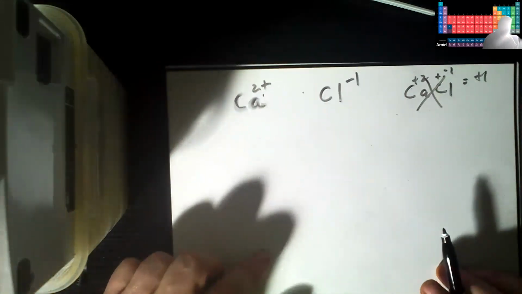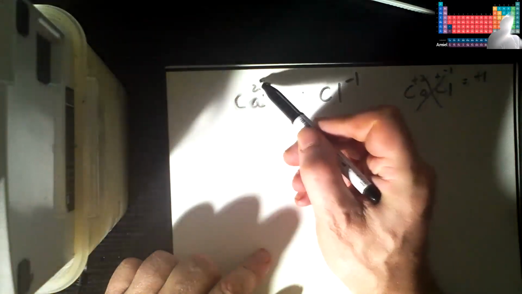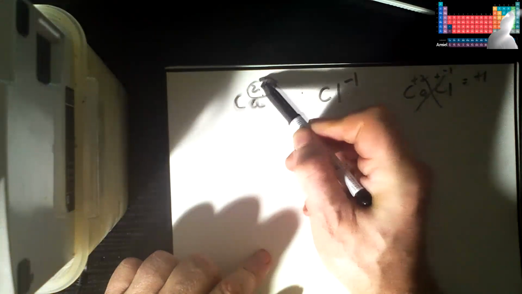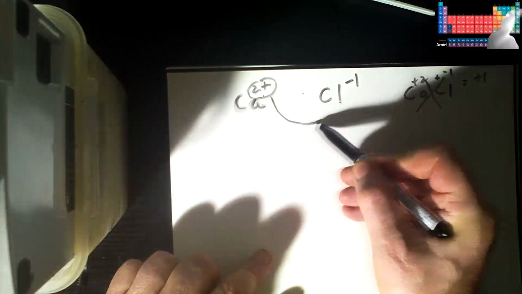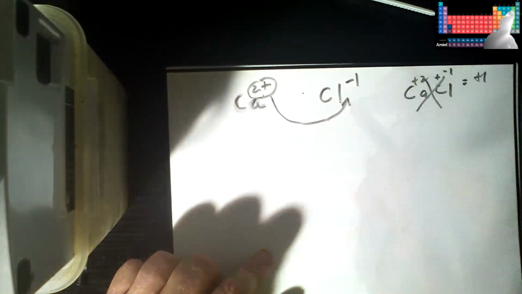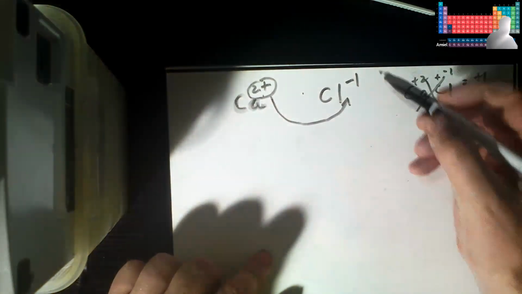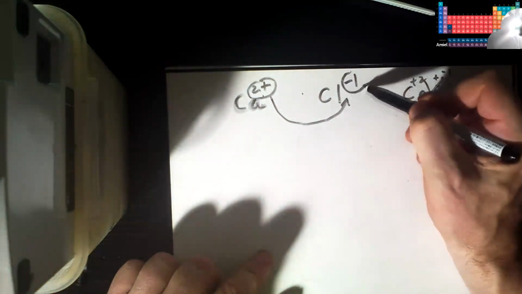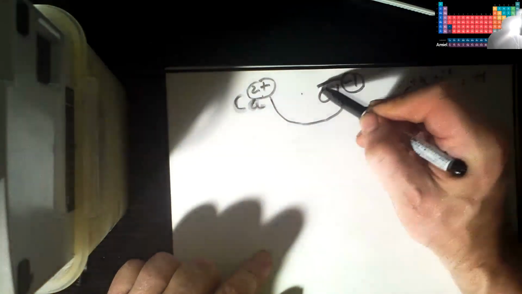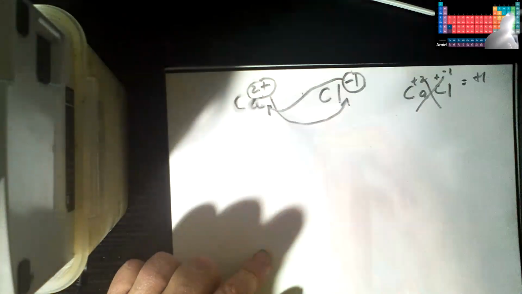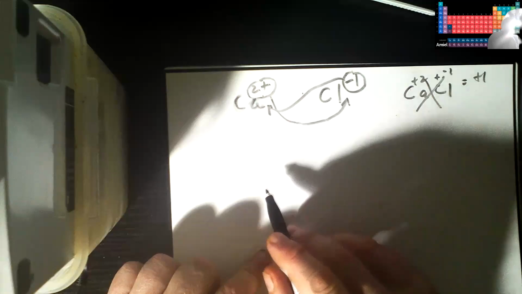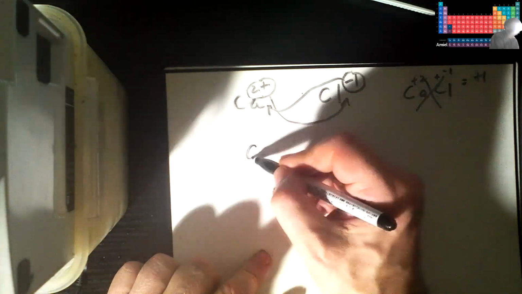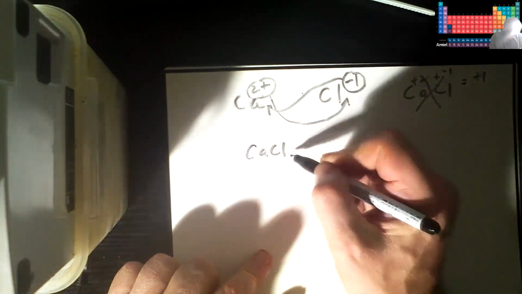The trick to do this is that the charge on the first element becomes the subscript on the second element. And the charge on the second element becomes the subscript of the first element. And now you can quickly write down CaCl2.